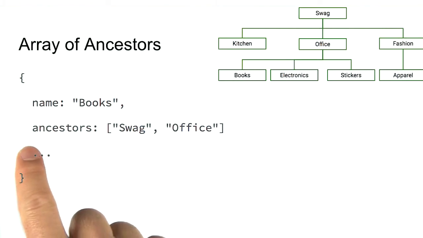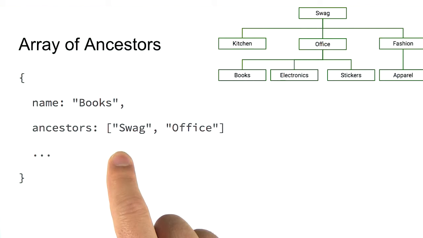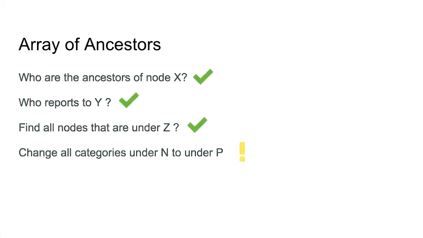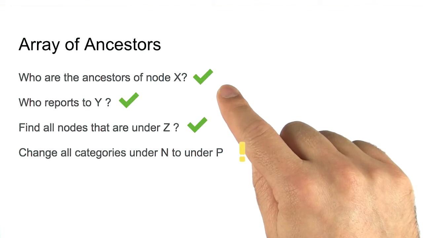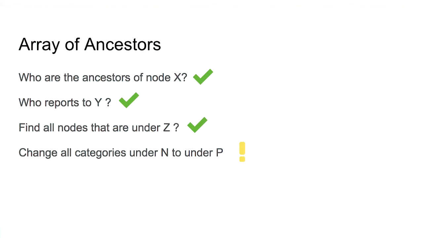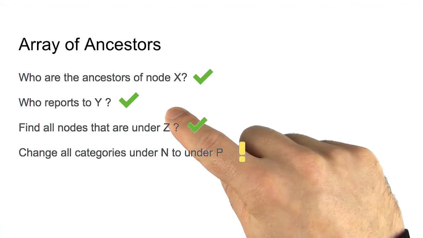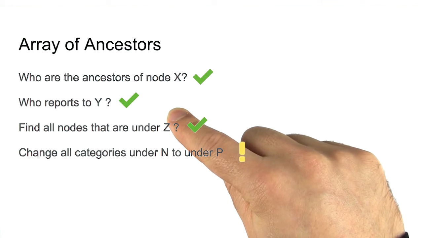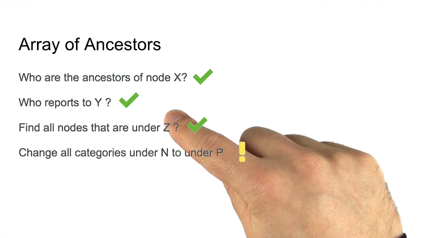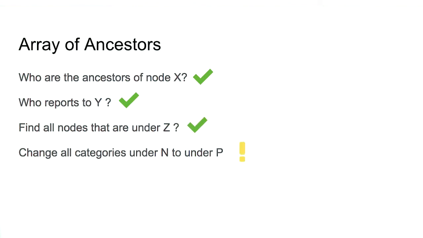This model uses an ordered array to store a list of all of a node's ancestors on that node. This model is very efficient for finding what are the ancestors of a given node. They are all stored in the ancestors array. We can also find out which is the immediate reporting or parent node using array position operators if we know the level that the node occupies in the tree.